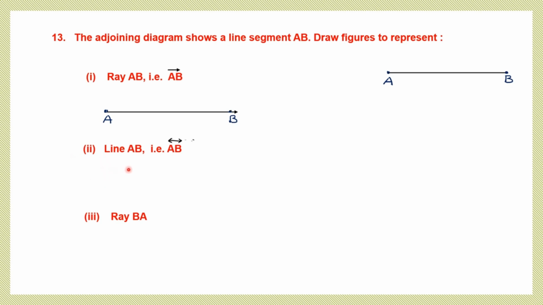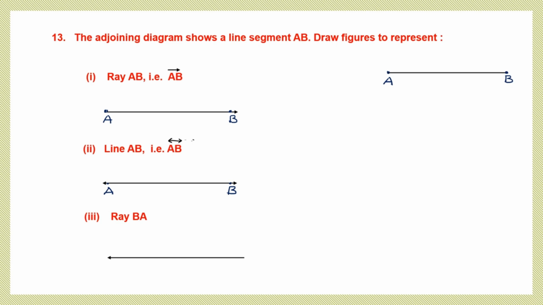Question 2. Line AB. We have to draw a line AB. So that's the line AB. Let's name it. So here this end on the left side, we'll name it A, and on the right side we can name it B. And the two arrowheads show us that it is a line. Third one, we have to draw a ray BA. So we have a ray BA.